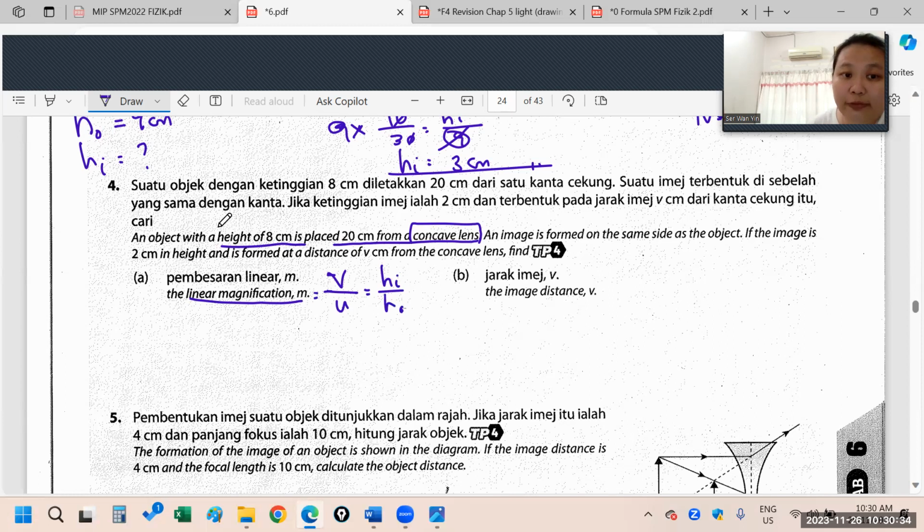Since they give two heights, object height HO and image height HI, we can directly use HI over HO. HI is 2, HO is 8. So we will get 1 over 4. Please make it as decimal places.